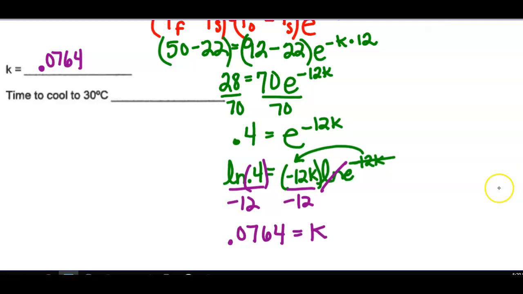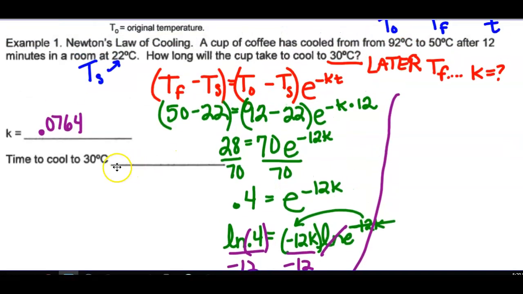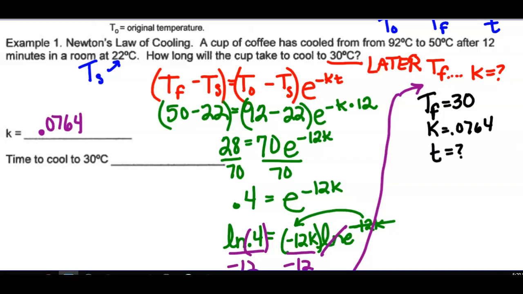All right, now we get to go back to the top here and start all over, because we want to know how long it's going to take to keep cooling down to 30 degrees. So we're going to put in here a final temperature of 30 now. And k is 0.0764. And we're trying to figure out how long that will take. So we're going to start over.